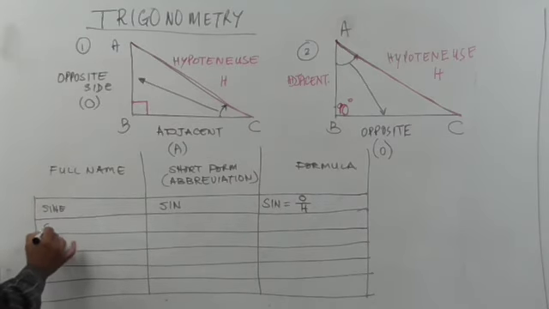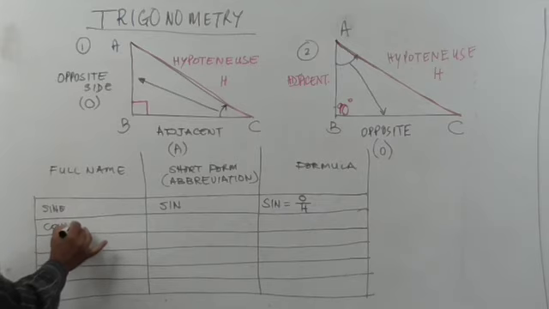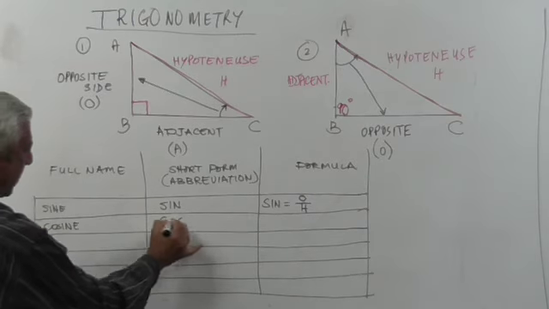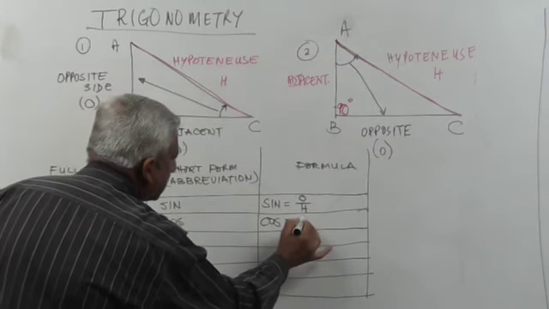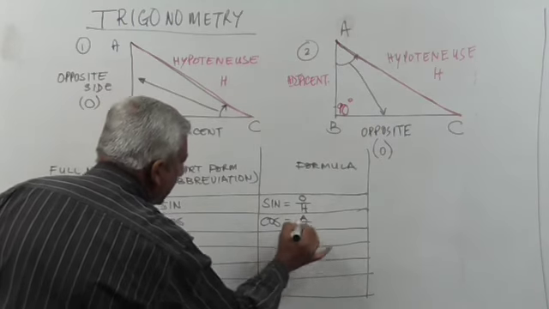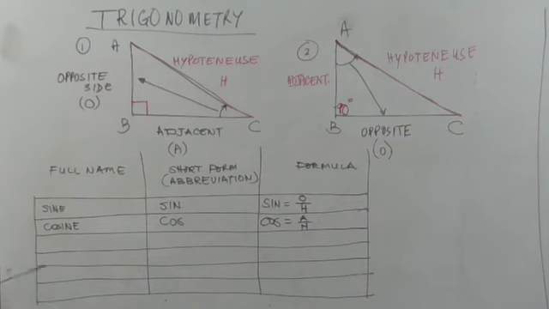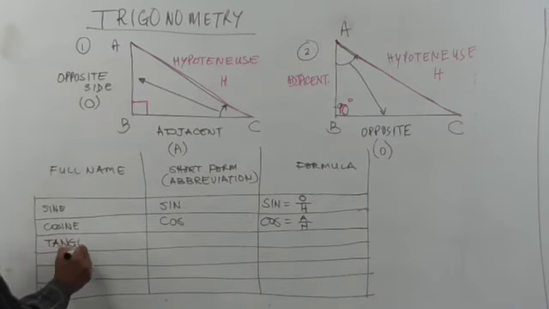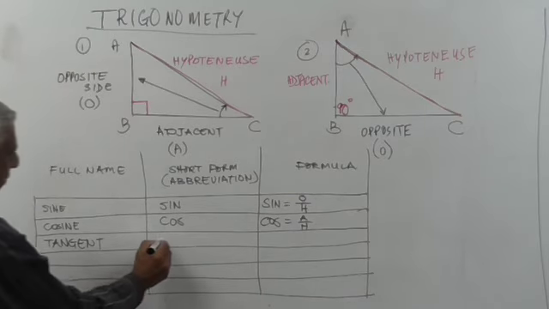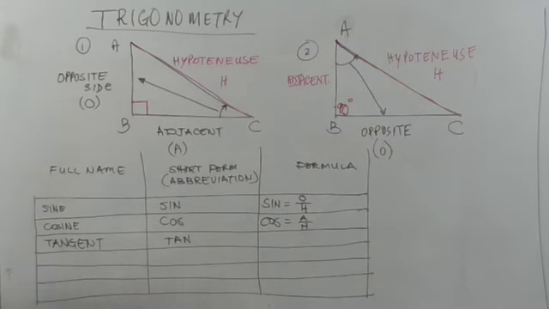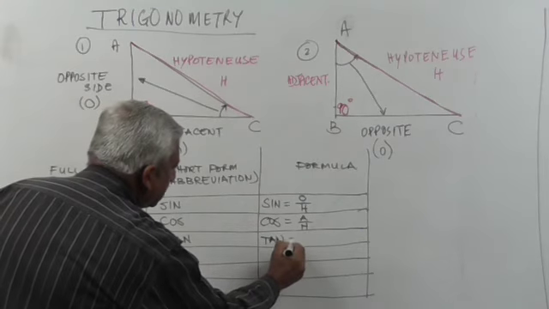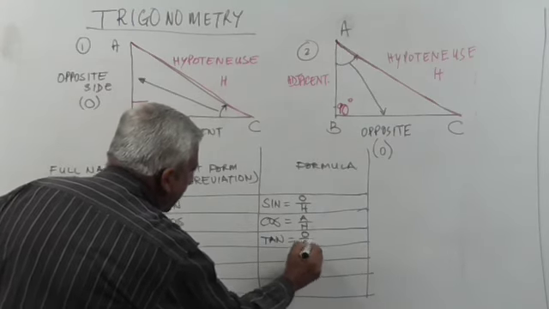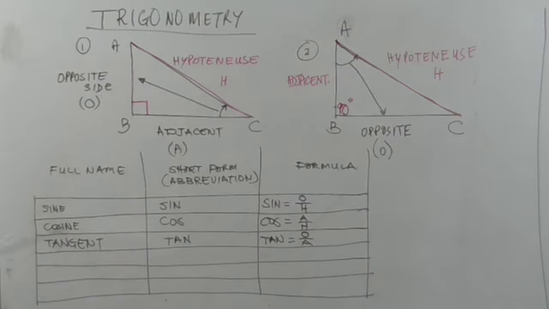Then you learn cosine, and the short form for that is cos. And you will say that cos is equal to A over H. The next one is tangent. The short form for that is tan. And tangent is equal to O over A. Now, those are your three basic ratios.